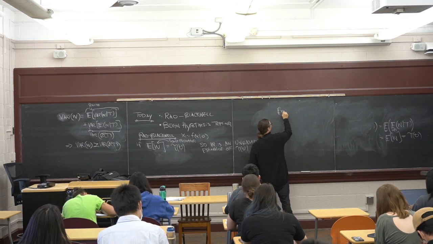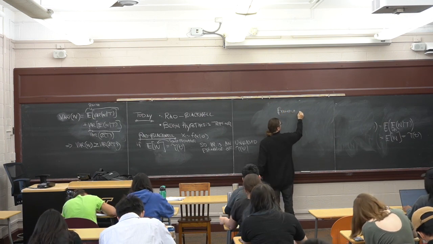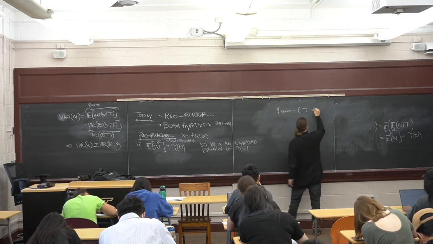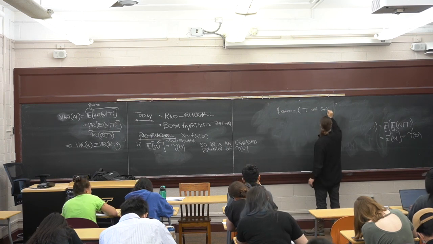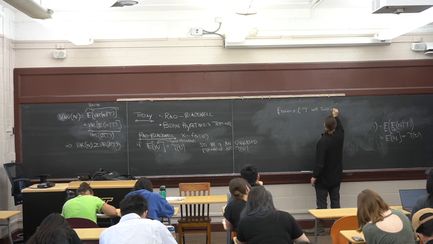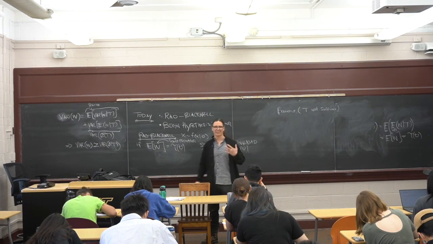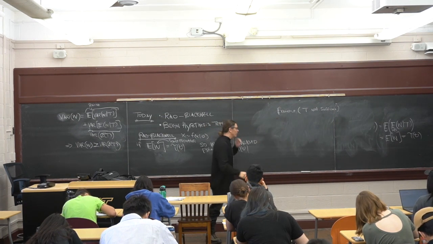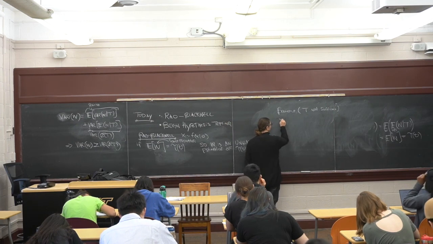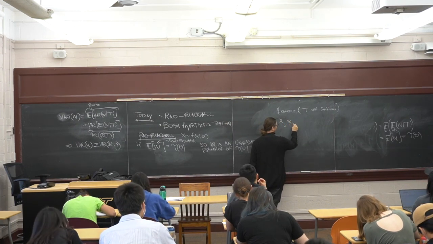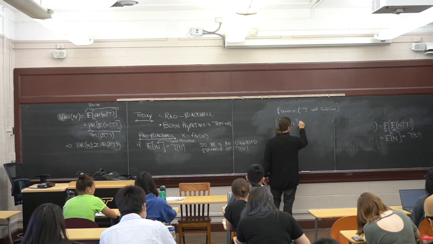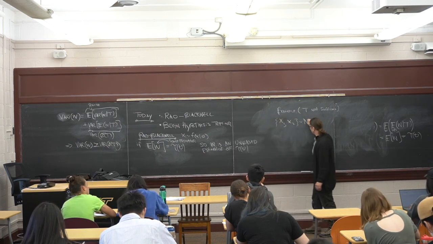Example. T not sufficient. So this is applying Rao Blackwell in just exactly the wrong way. So let's say you have an estimator. Let's just consider two random variables. This could have been more than two. We'll just make it simple.